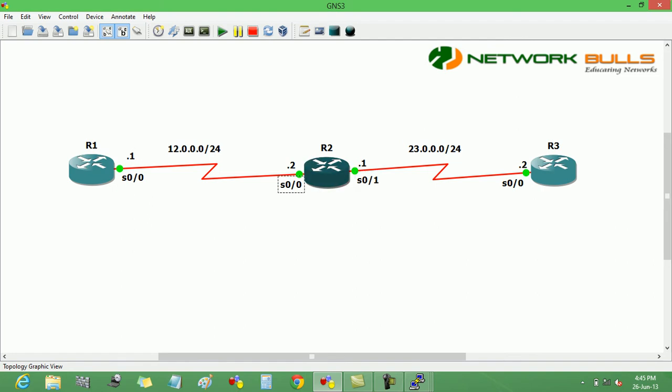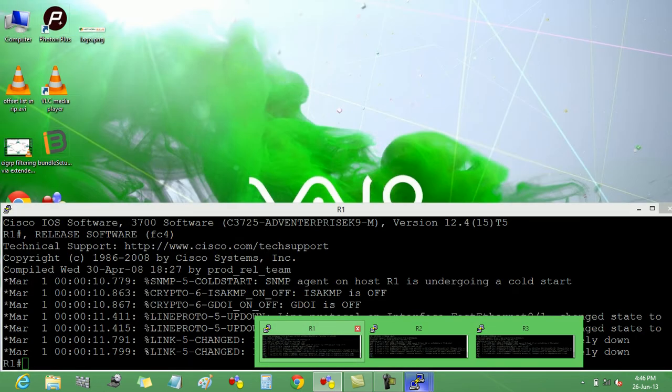On the serial 0/0 interface, it's having an IP address of 12.0.0.2, and on its serial interface 0/1, it's having an IP address of 23.0.0.1. Fine. On router 3, I'm having a serial interface 0/0 with an IP address of 23.0.0.2. Okay, fine. So my motive is how to configure the IP addresses on these interfaces.